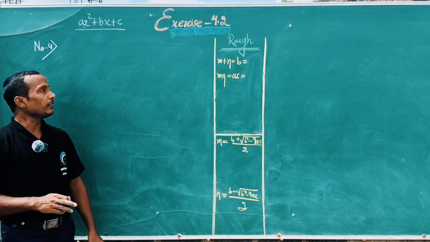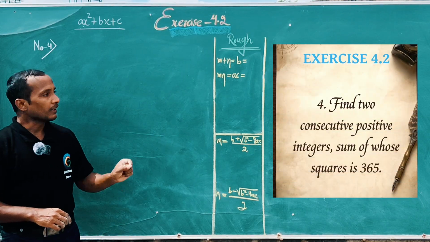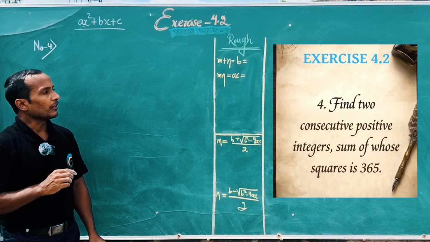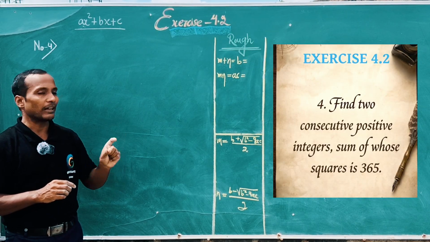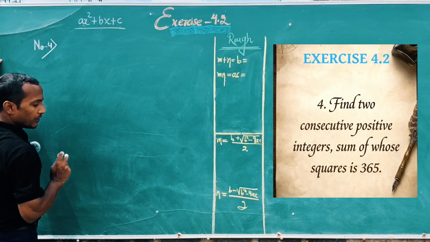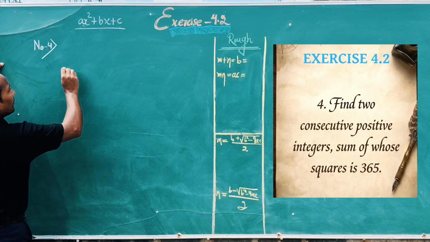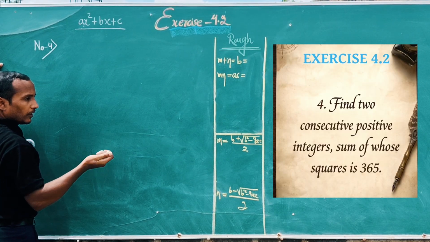So students, you can see we are with question number 4 now. You can see on screen question number 4. It is telling you to find two consecutive positive integers, the sum of whose squares is 365. So we are dealing again with two consecutive positive integers, as in exercise 4.1 we were dealing. So we can take the two consecutive positive integers as x and x plus 1.